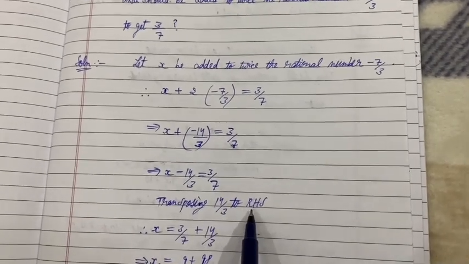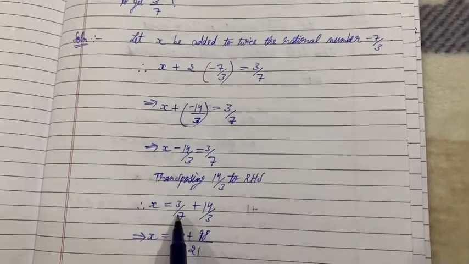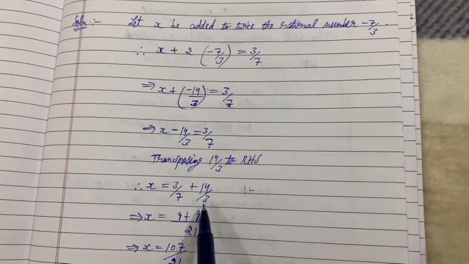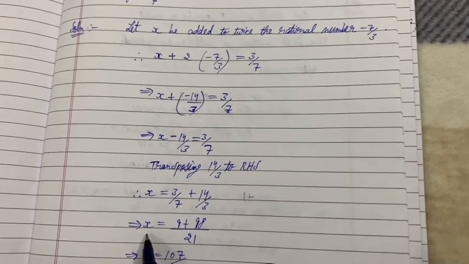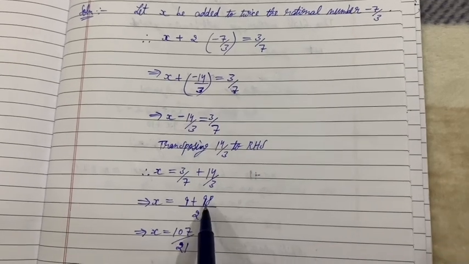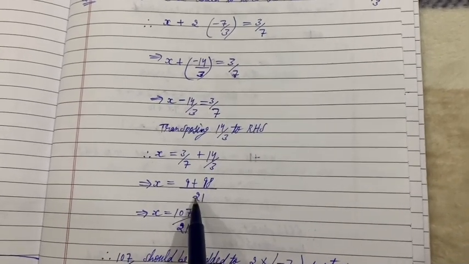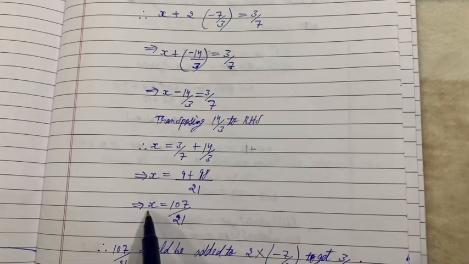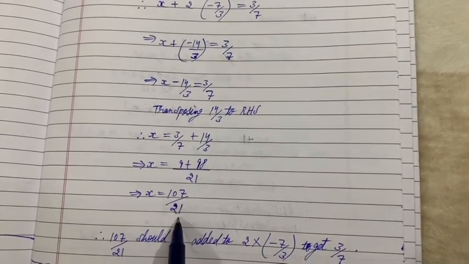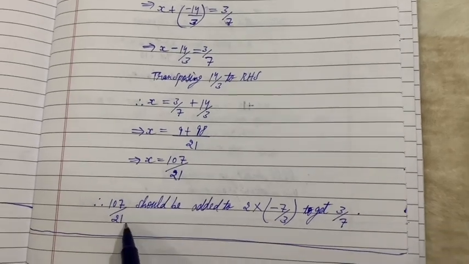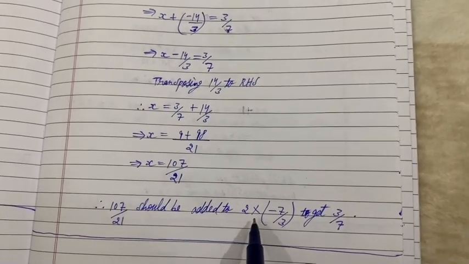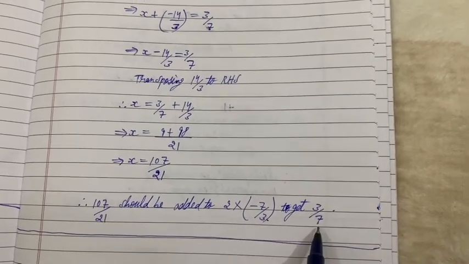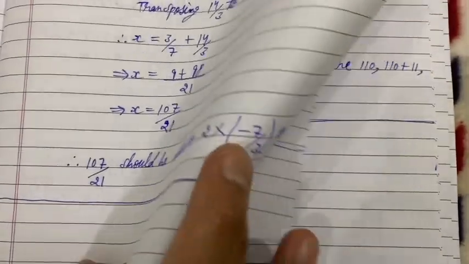Transposing 14 by 3 to RHS. Therefore, x equal to 3 by 7 plus 14 by 3. x equal to 9 plus 98 by 21. We have just taken the LCM here. So x will be 107 by 21. Therefore, 107 by 21 should be added to twice of minus 7 by 3 to get 3 by 7. Now let's go to another example.